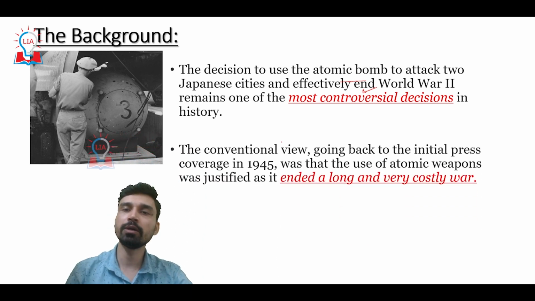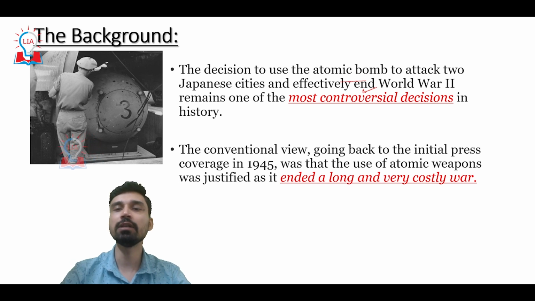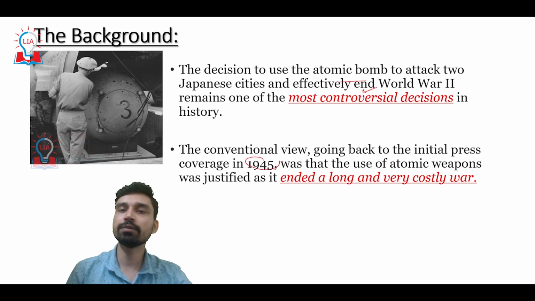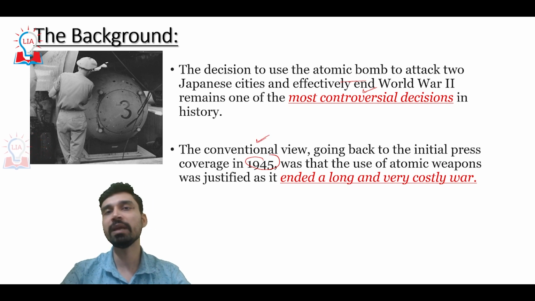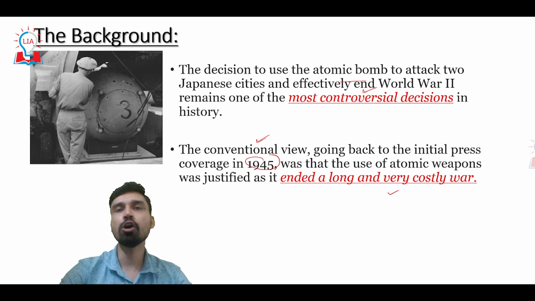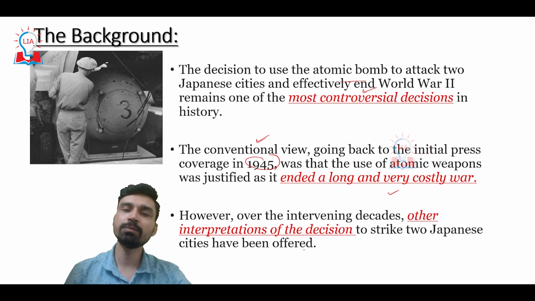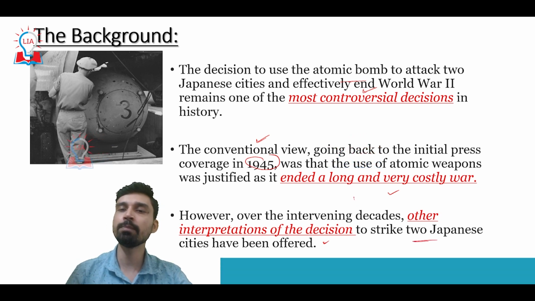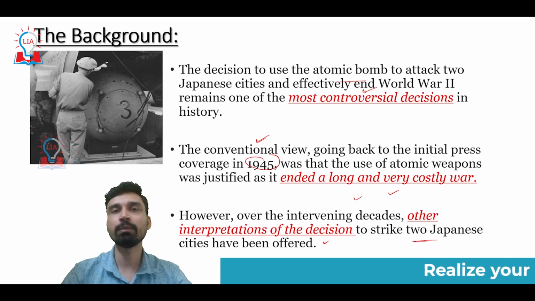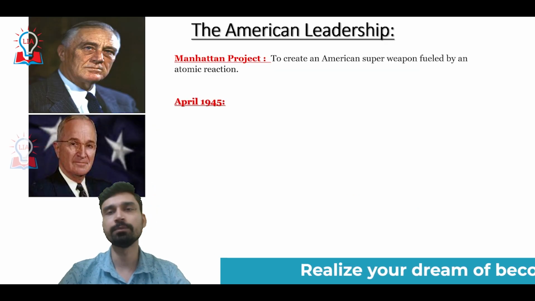When we talk about this particular decision, it was largely accepted and believed that in 1945 the use of the atomic bomb became very necessary to end a very long and costly war, both from the financial point of view as well as from the point of view of the loss of human lives, both in the USA as well as in Japan. However, over the intervening decades, there have been other interpretations of this decision. The rationale behind it has come into question, and it was not so simple that the atomic bomb was dropped only to end World War II. There were some other reasons as well.